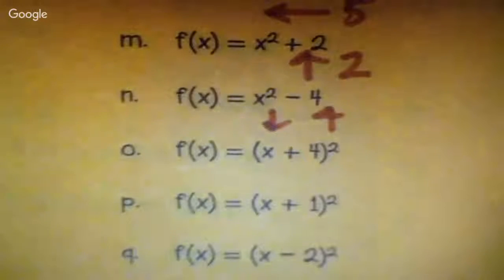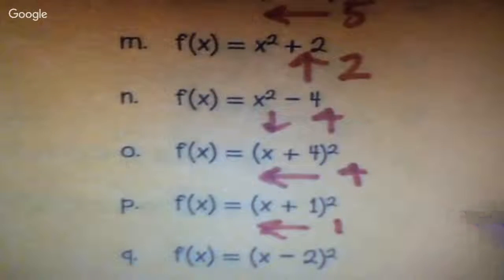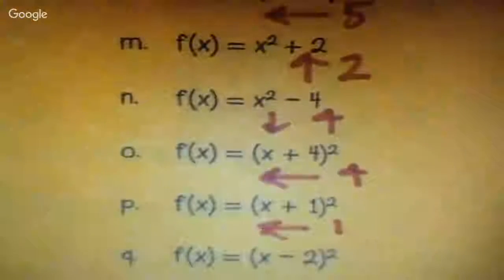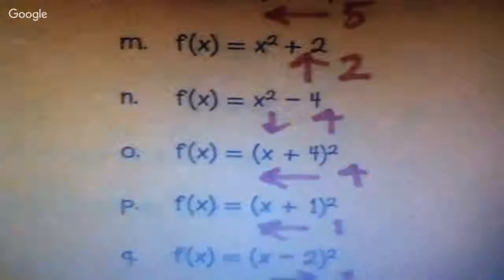Down 4, number 16. To the left 4, 16. To the left 1, number 12. And that's P. To the right by 2, 4. And that's Q. And then R is 6, 4, number 6.